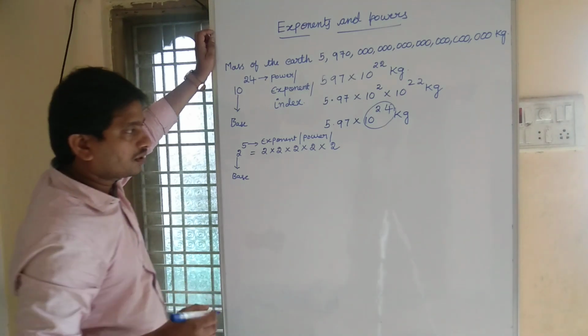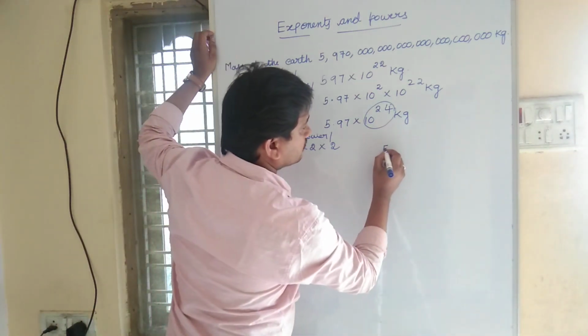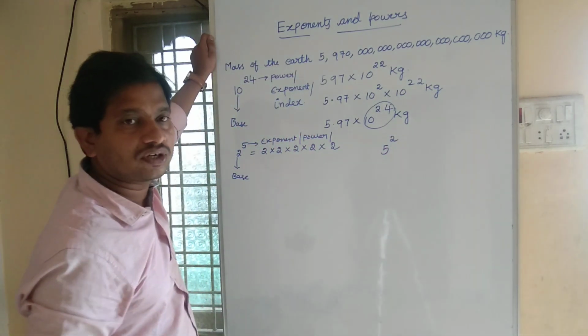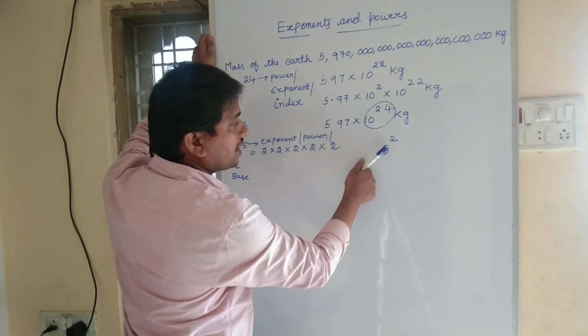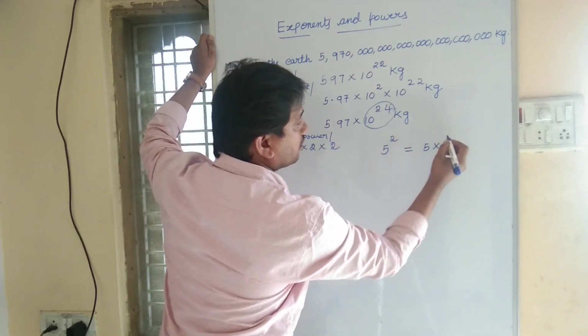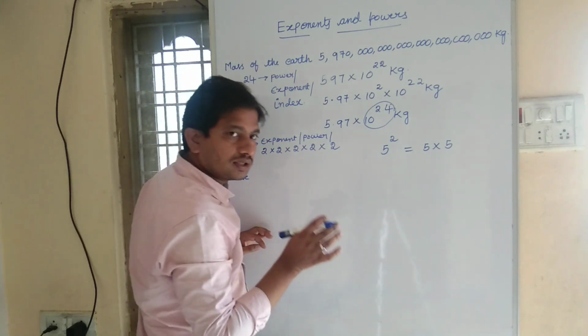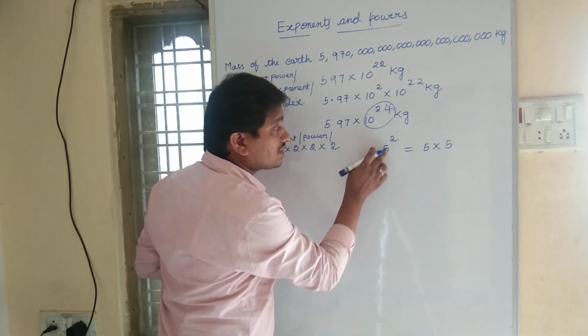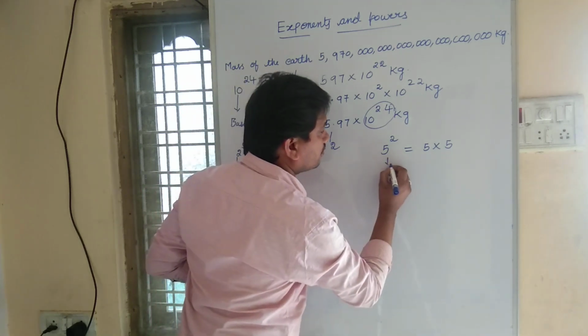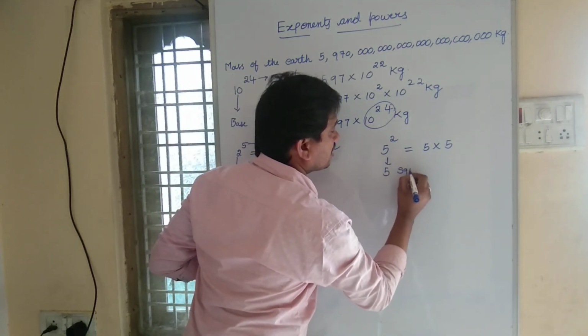Okay children, can you tell me how to read this? 5 raised to the power 2. What is the meaning of 5 raised to the power 2? 5 into 5, right? Students, we can also read 5 raised to the power 2 as 5 squared. How to read? 5 squared.